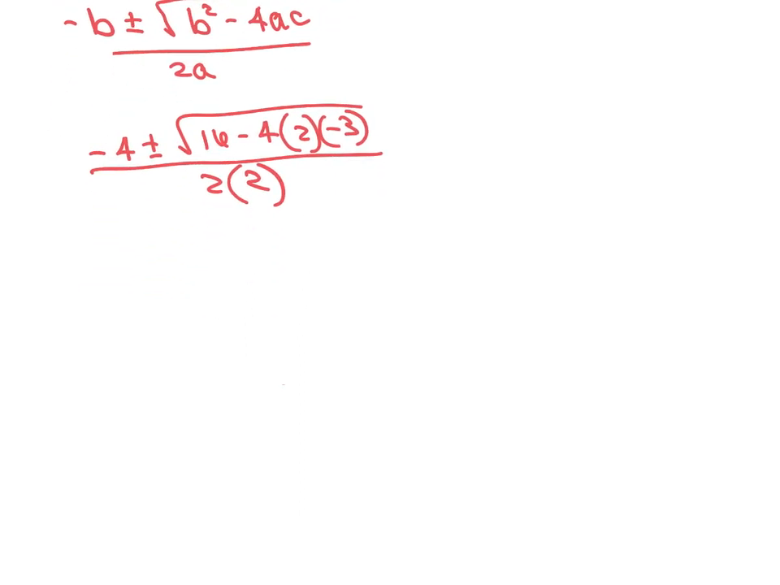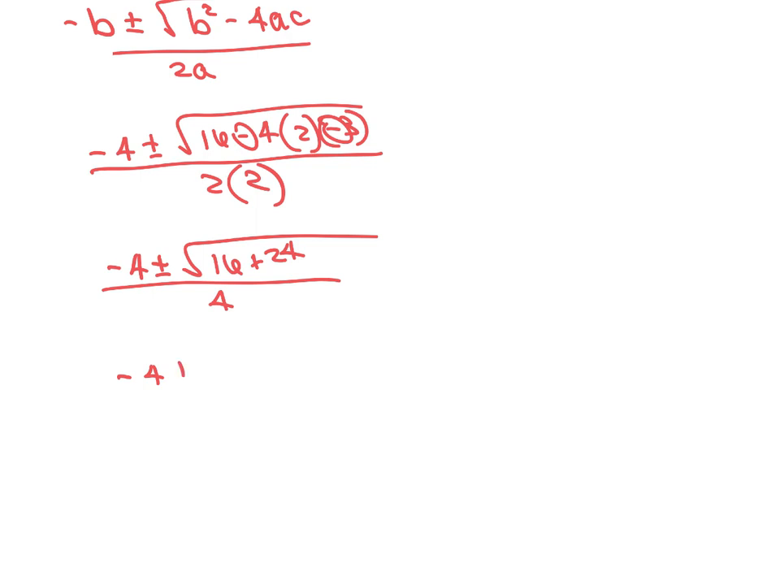Okay, so negative 4, again, we're going to do what's in the radical sign here. This is a minus, this is a minus, so that's going to give me a 16 plus 24. And that's going to be over 4. So negative 4 plus or minus the square root of 40 all over 4.